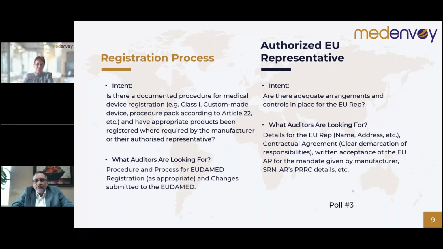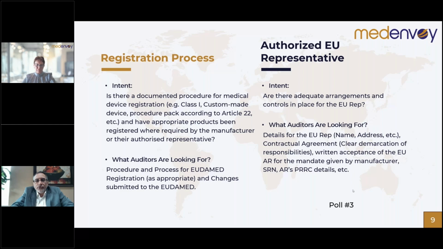Subsequent to the classification, we are looking at the registration process. Do you have a procedure to register your devices, registration in EUDAMED? For example, if you have a class 1 device, you don't necessarily need a notified body, but you still have to register your product with your competent authority, or register in the EUDAMED database. Similarly, for custom-made devices and procedure packs, if you have adequate procedures in place on how to register those devices accordingly.